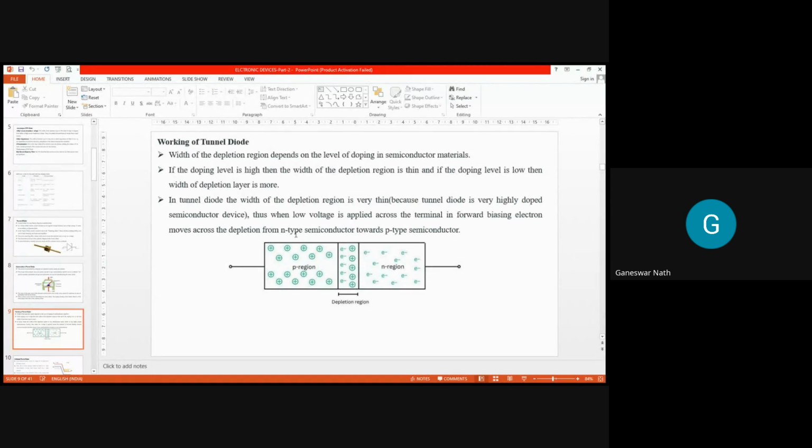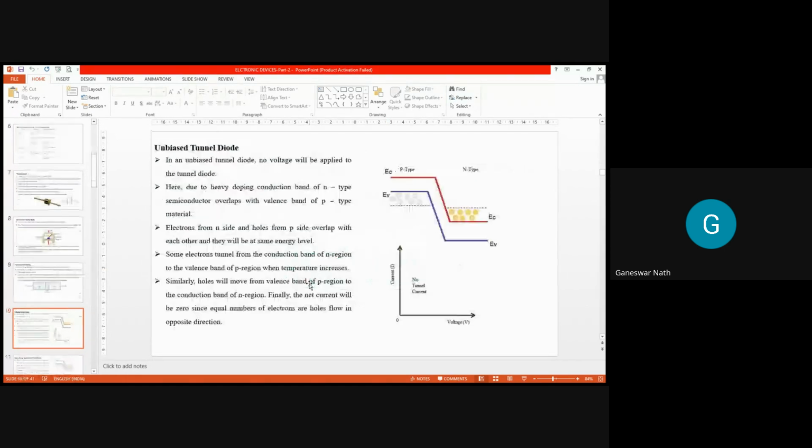In a tunnel diode, the width of the depletion region is very thin because the tunnel diode is very highly doped. You have seen that we are making the substance 1000 times more doped than a PN junction diode. So naturally, as doping is very high, the width is very low. Thus, when a low voltage is applied across the terminals, under forward biasing electrons move across the depletion region from the N-type semiconductor towards the P-type. So when you apply the forward bias, the flow of electrons takes place from the N region to the P region.